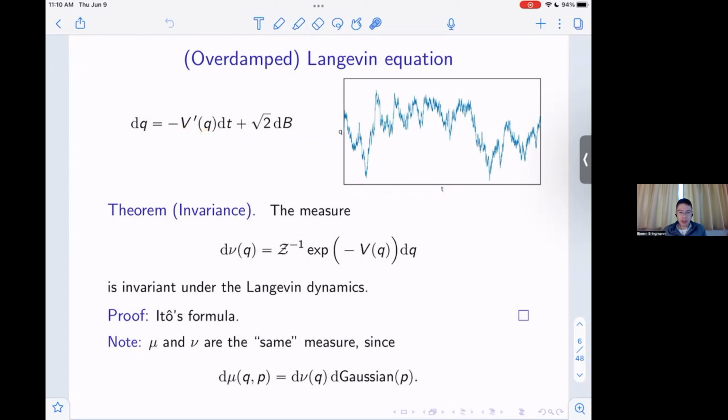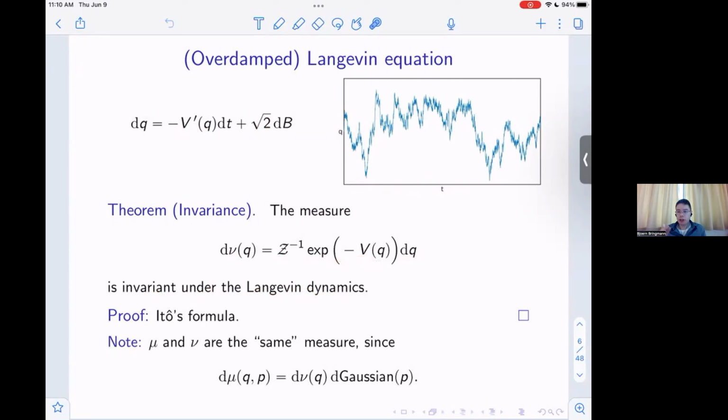Now, in this setting, as I promised, there's a very similar result that I also just call invariance. It tells you that this measure nu that I defined here is invariant under the Langevin dynamics. This measure looks very, very similar to what we had before. We have a normalization constant, we have an exponential factor, and we have a Lebesgue measure in Q.